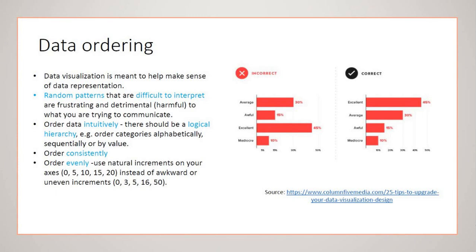Okay, so order data intuitively. There should be logical hierarchy. Some ada alphabetically, sequentially, or by value. Order consistently. Order evenly. Use natural increment. Skala pun kena take care juga. Okay, 0, 5, 10, 15, skala gandaan 5. Okay, instead of awkward or uneven increment.